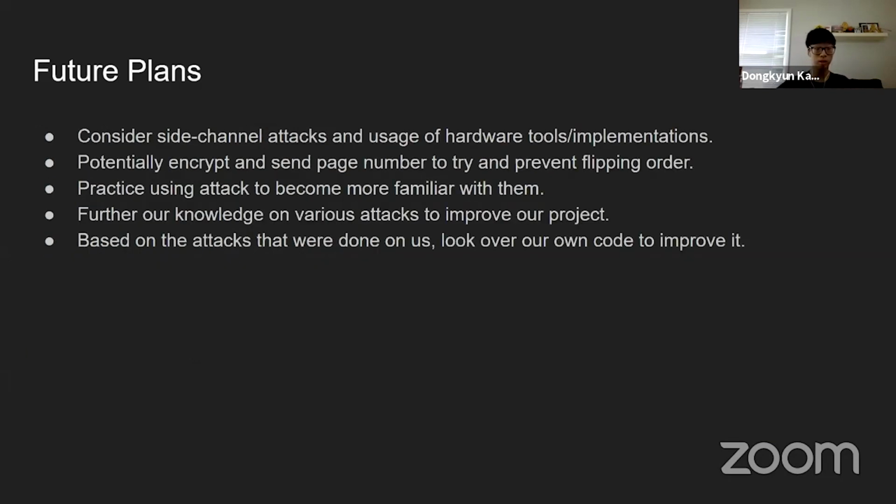Talking about some of our future plans. Considering that we weren't able to do side channel attacks, in the future, we plan to implement some encryptions for hardware or other side channel attacks that could potentially harm our project. And going back to our vulnerability, we plan to encrypt and send page number to try and prevent flipping orders. Going off the basic future plans, we plan to learn and adapt ourselves to more attacks and other implementations so we can further our knowledge of other attacks and prevent them from attacking our codes.